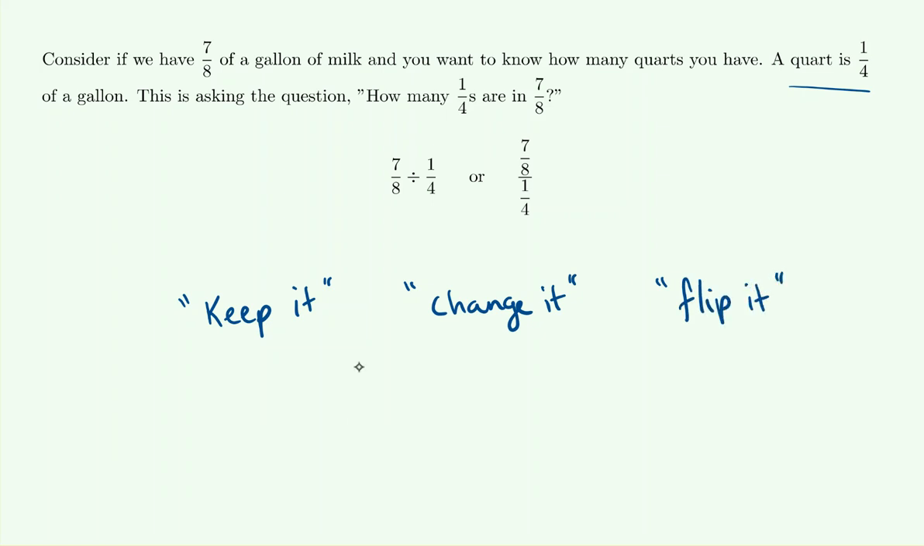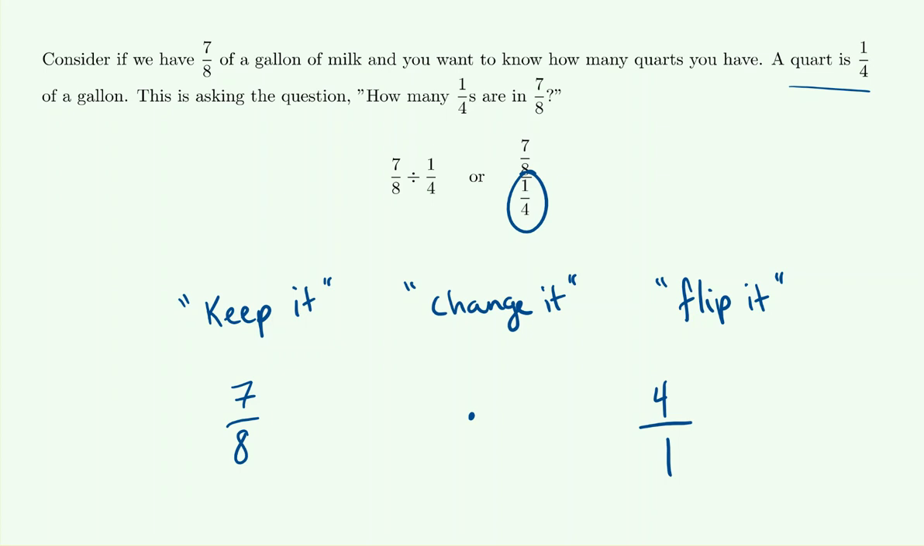And this is the idea that you keep the first fraction as is, so 7/8. You change the operation from division to its opposite, multiplication. You could write it with the x bar, like the x multiplication, or just the dot multiplication. And then you flip the bottom fraction. So what was 1/4, we now flip it completely, and it would be 4/1. With this, we can think of fraction division as keep it, change it, flip it.